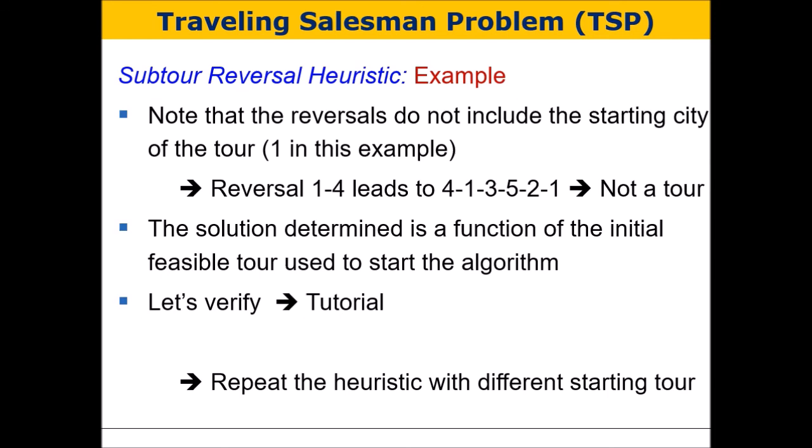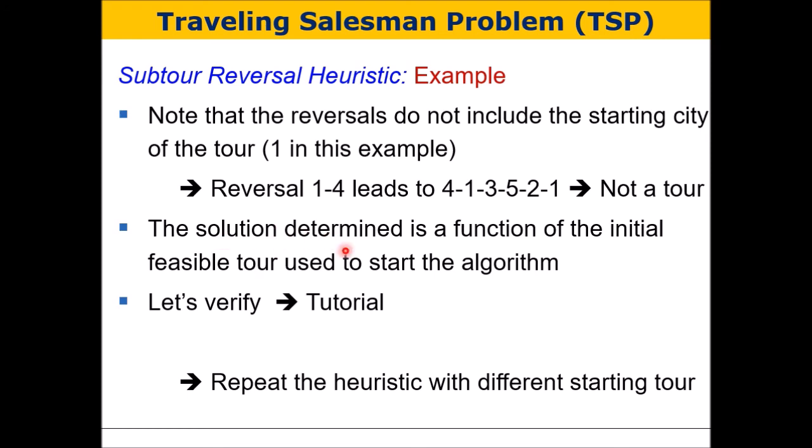Let me repeat some of the notes about the subtour reversal heuristic. So this reversal heuristic does not include the starting city, as I said. It is not included because when we reverse, for example, 1 and 4, you see you are going from 4 to 1, then to 3, then to 5, then to 2, then to 1, then to 4, then to 1. So in fact, it is not a tour. Okay, 1 appears twice here, not at the beginning and at the end. Therefore, we do not include the starting city in this reversal.